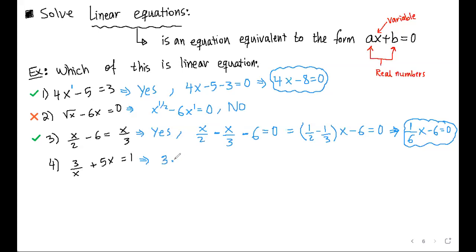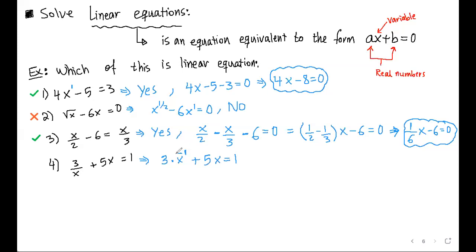3/x. Or 3 times x to the power what? 1. No, when we raise this one, move it up. What does the exponent become? That means x to the -1. Negative. It becomes -1 because we move this one up. Then this is plus 5x equal 1. Here we have a negative exponent.